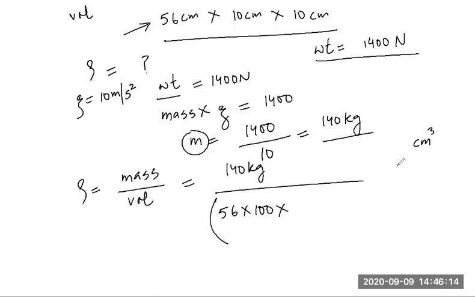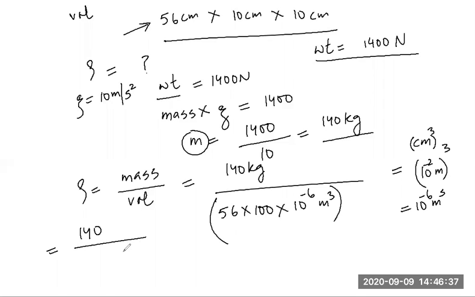So 1 centimeter cube is equal to how many meter cube? First you convert centimeter into meter. Centimeter is 10 raised to power minus 2 meter. Complete cube, that is equal to 10 raised to power minus 6 meter cube. Right, students? So this is equal to 140 divided by 56 into 10 raised to power, this is 2, this is minus 6, so it becomes minus 4.